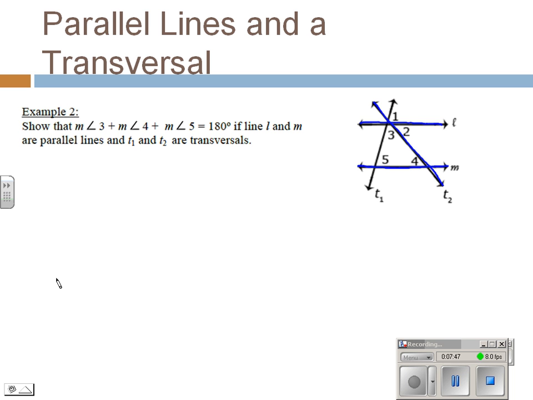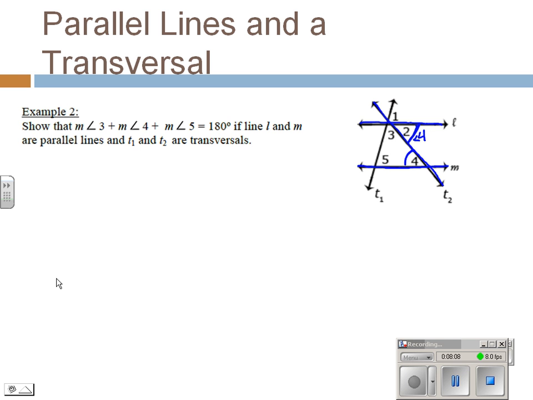So what I'm going to say is this: 4 and 2 are alternate interior angles. So I know that the measure of angle 4 and the measure of angle 2 are equal. So I could label angle 2 as angle 4, because they're congruent, so they're the same thing.